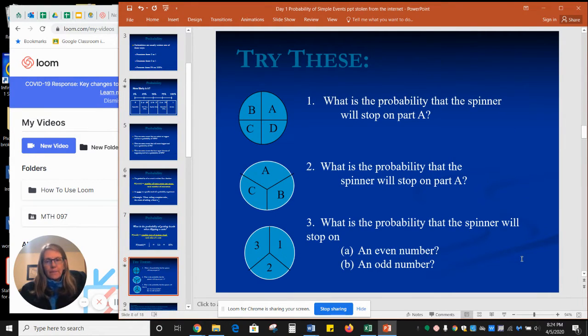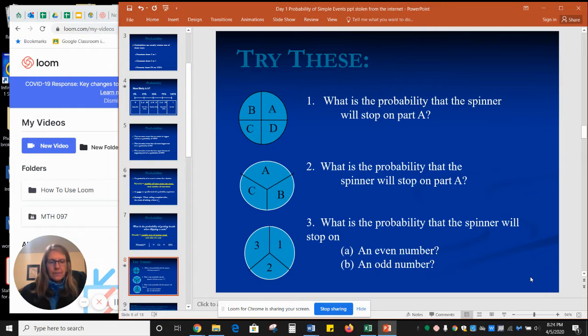So here are 3 for you to try. Number 1, what's the probability that the spinner will stop on part A? That's this part right here. Express it as a fraction. Number 2, what is the probability that the spinner will stop on part A here? Express it as a fraction. Remember, those 3 parts have to be identical. It's equally likely that it will land on A, B, or C.